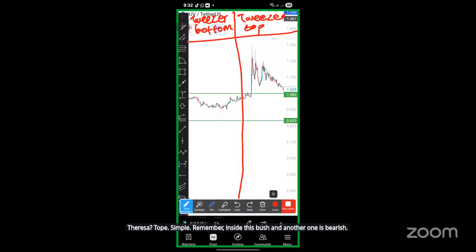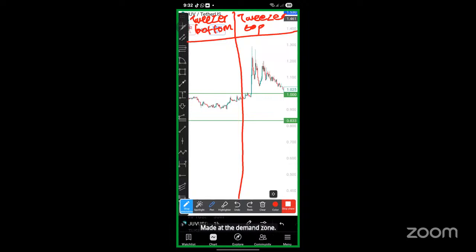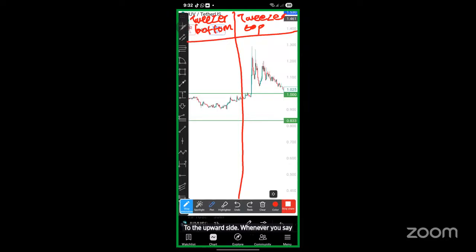When it comes to the tweezer bottom, the tweezer bottom is always made at the demand zone. The tweezer top is made at the supply zone. The tweezer bottom is always a reversal signal to the upward side. Whenever you see a tweezer bottom, just know that the market is going up.